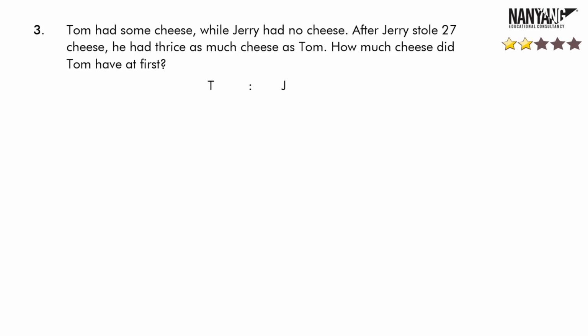Alright, so our first step will be to write down the ratio of Tom and Jerry's cheese. So before it will be 1:0. Our change would be Jerry stole 27 from Tom, so Tom minus 27, Jerry plus 27. After that, Jerry would have 3 times as much cheese as Tom, so our ratio would be 1 unit is to 3 units.